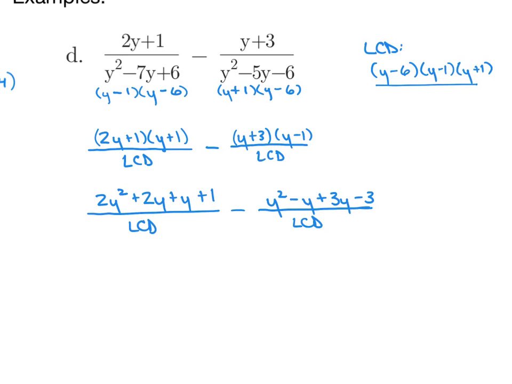We can go ahead and combine our like terms. We get 2y squared plus 3y plus 1 over the LCD minus y squared plus 2y minus 3 over the LCD for the second one.